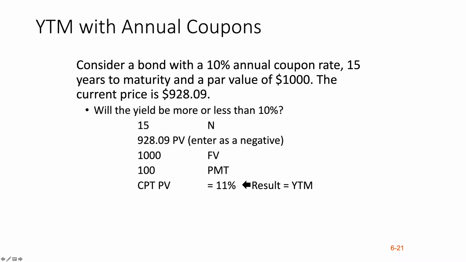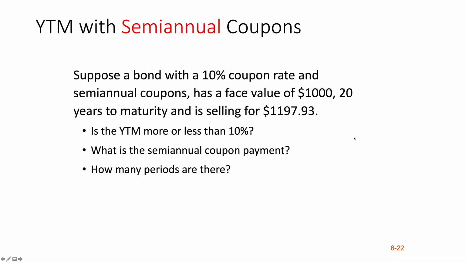Now let's look at semi-annual. Suppose a bond with a 10% coupon rate and semi-annual coupons has a face value of 1,000 and 20 years to maturity. It is currently selling for 1,197.93. Is the yield to maturity more or less than 10%? And what is the coupon payment? How many periods are there?